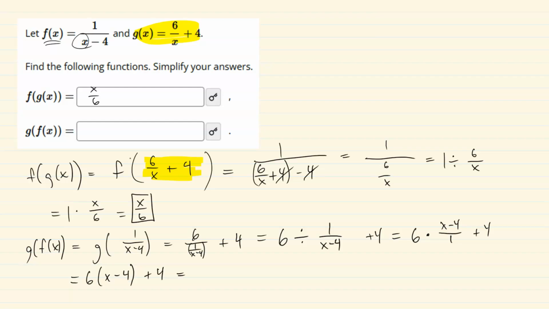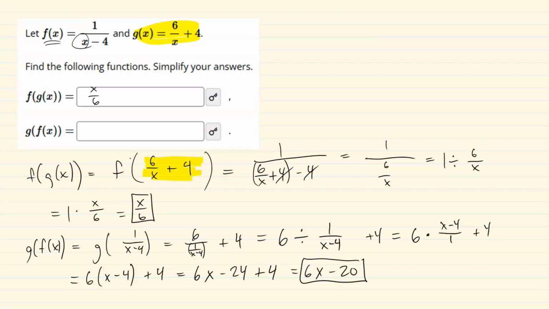Distribute the 6 through the parentheses. We're left with 6x. 6 times negative 4 is minus 24. And we still have to add 4 to this. So we're left with 6x. Negative 24 plus 4 is now minus 20.